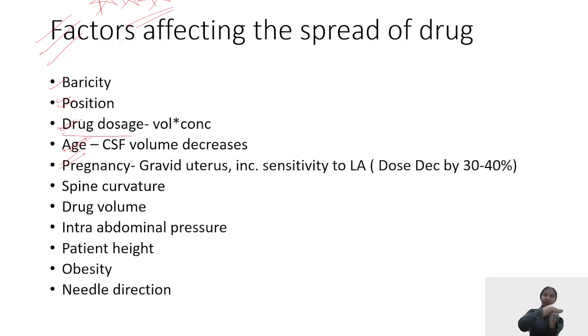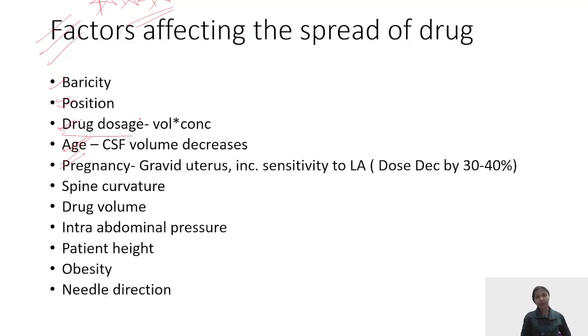When you do the Trendelenburg position, there is faster spread of the drug, and thus the dose of the LA has to be decreased to 30 to 40%. The reason is the gravid uterus, and the increased sensitivity to the local anesthetic because of the progesterone.